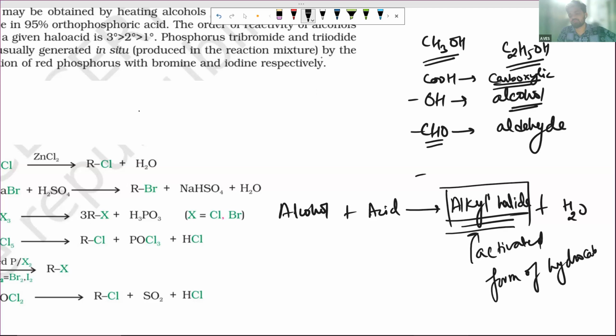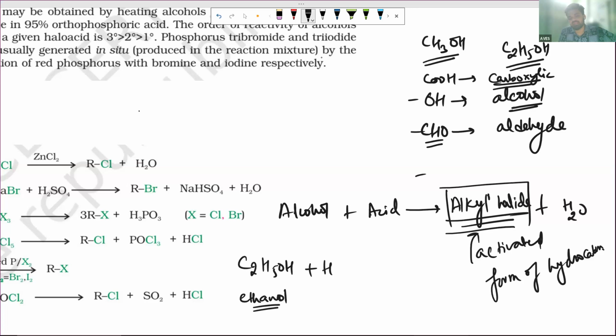So first of all, if I need to make something, first I need to make it an alkyl halide, because alkyl halides are reactive and can easily react. In most of the compounds that you are going to study, when we make any compound, we first try to make it an alkyl halide. For example, C2H5OH is ethanol, a 2-carbon alcohol.